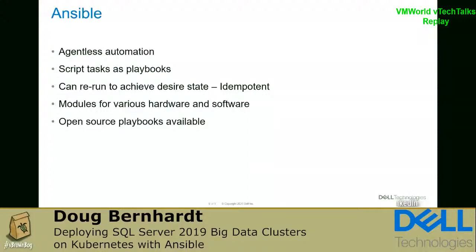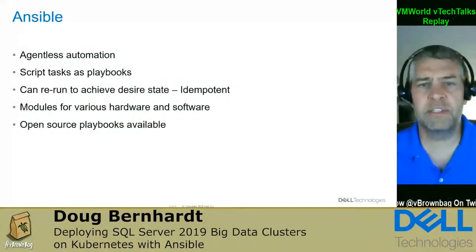For those of you not familiar with Ansible, a little background. Ansible allows for agentless automation. So you install Ansible, and it allows scripts or collections of scripts organized as playbooks to be run against one or more targets. One of the great things about Ansible is that the scripts are designed to be rerun without harm, if needed, to achieve a desired state. If the target is already in the desired state, then the scripts will simply find nothing to do.